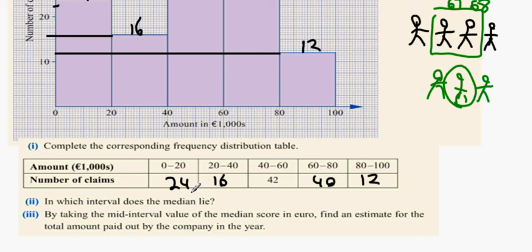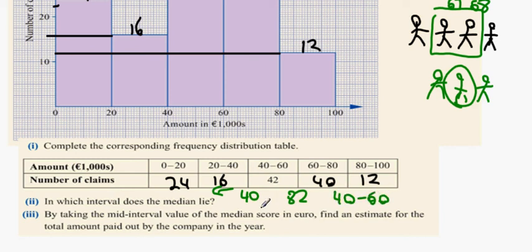Well, the first 24 are in 0 to 20. The next 16 is in 20 to 40. So 40 people are in this zone back here. And the next 42, so you're talking about the 40th person to the 82nd person, is in between 40 to 60. So the answer is going to be 40 to 60.